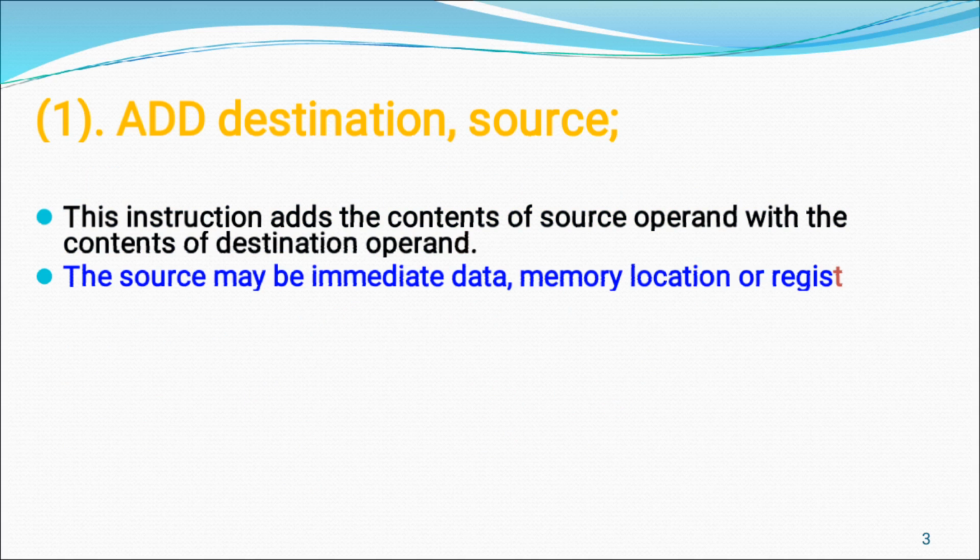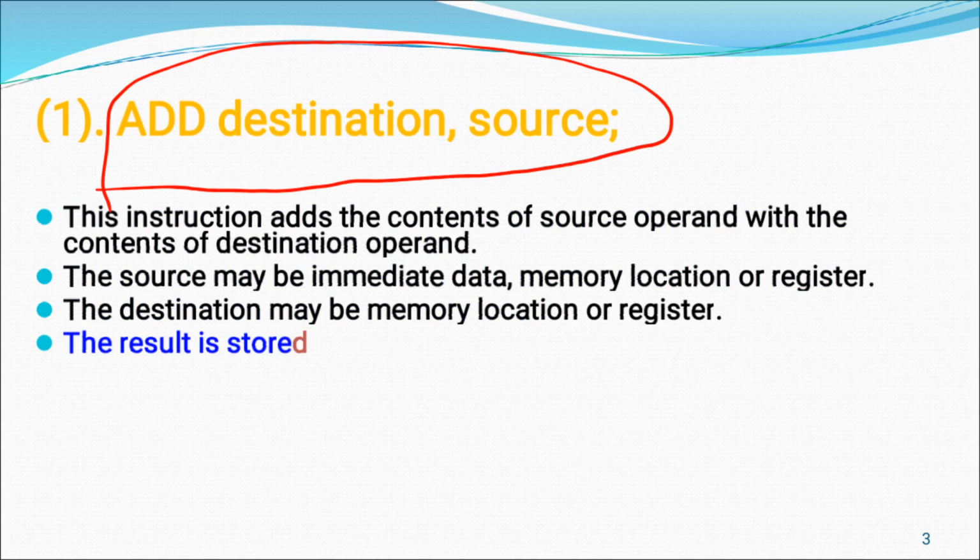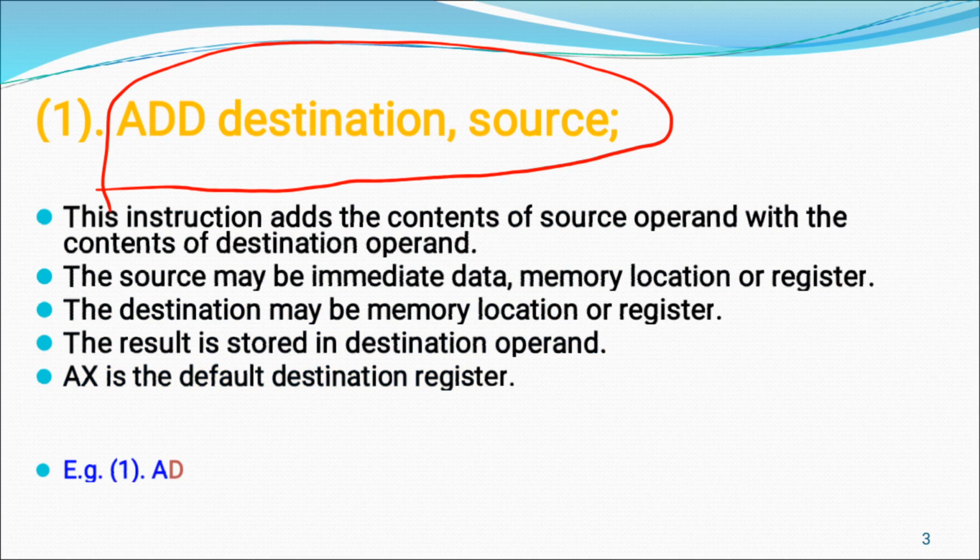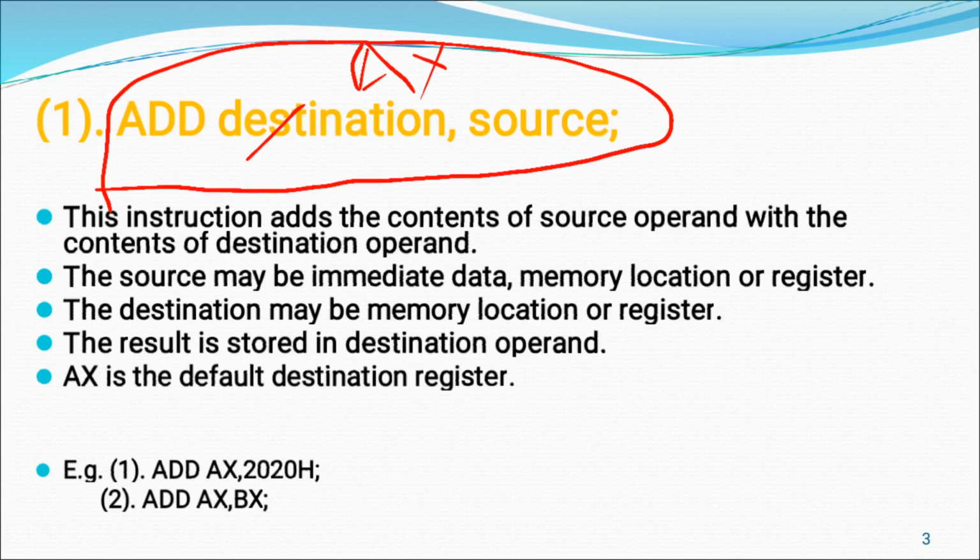This is a template of the addition instruction: ADD destination comma source. Here the source can be direct data, a memory location, or an internal register. The destination is always the AX register. Let us take these two examples.